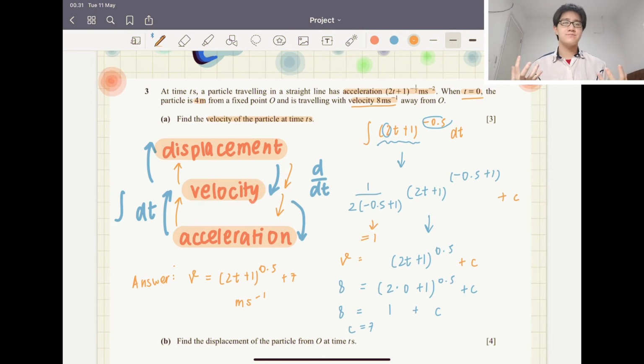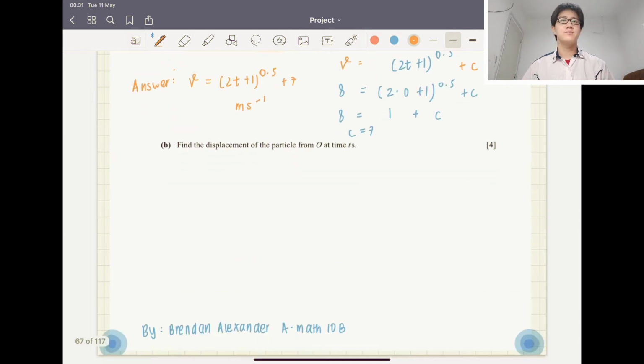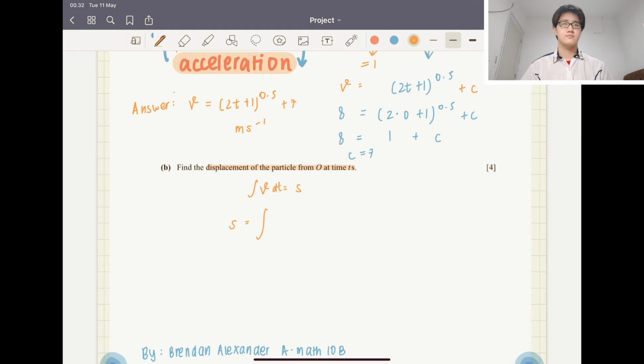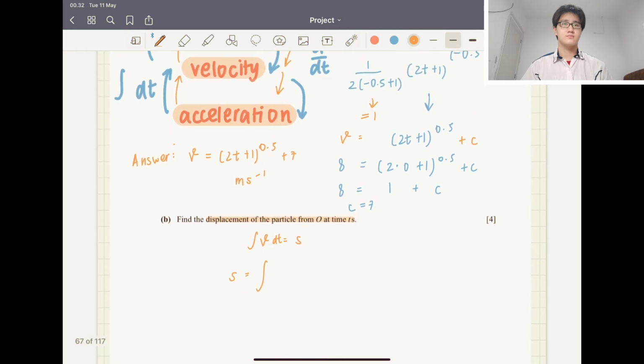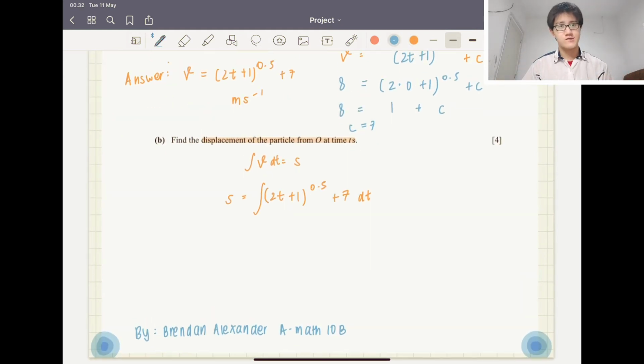Next, for question 3b, you apply the same concept here, but instead of finding velocity, you're finding the displacement formula. Now, if you remember the diagram that we drew before, the displacement is one step down from the velocity. So all you need to do is just integrate your velocity formula to find a displacement formula. Okay? And then after that, you do the exact same process as before.